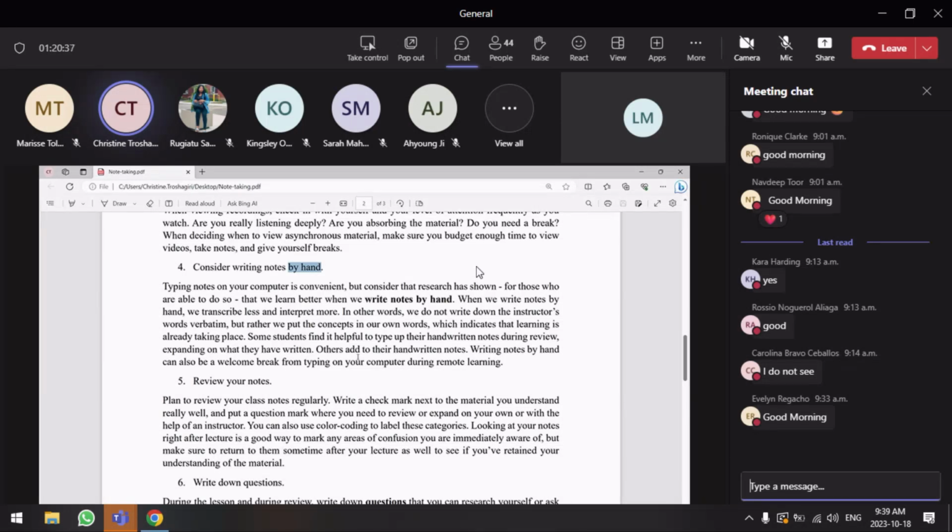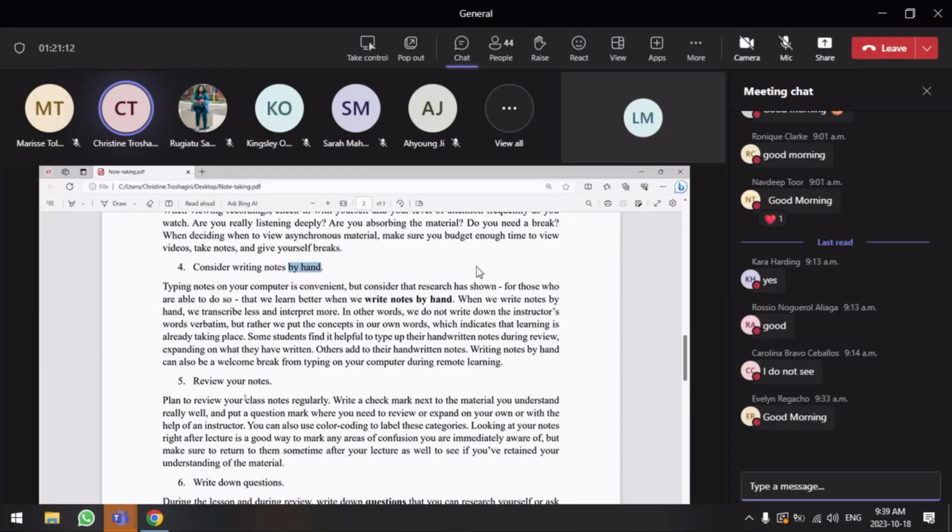Write them by hand, because whenever you're writing your notes by hand, you are interpreting, you are also studying, you are processing that information, which means that your brain and your mind are absorbing whatever is being explained in the class. Afterwards, if you want to type them on your computer, you may do that whenever you are reviewing before your exam, because in that case, you are managing and organizing your ideas if you want them to appear neat and clean.